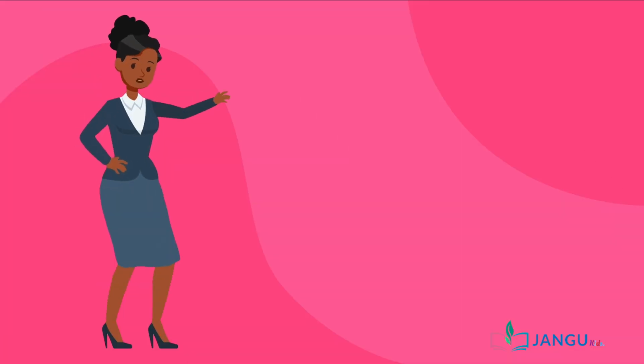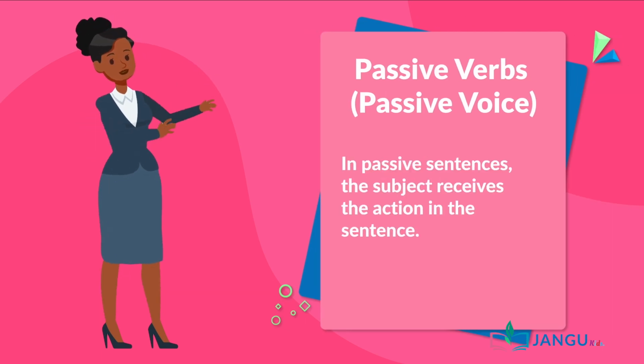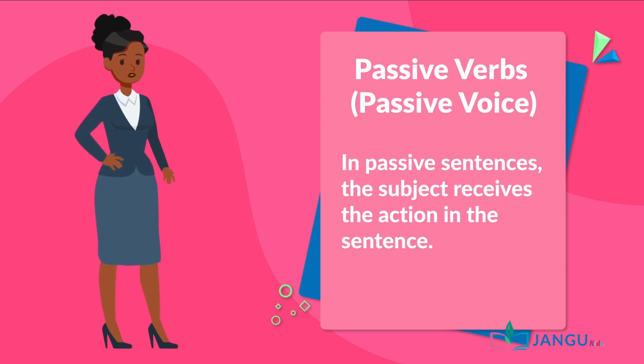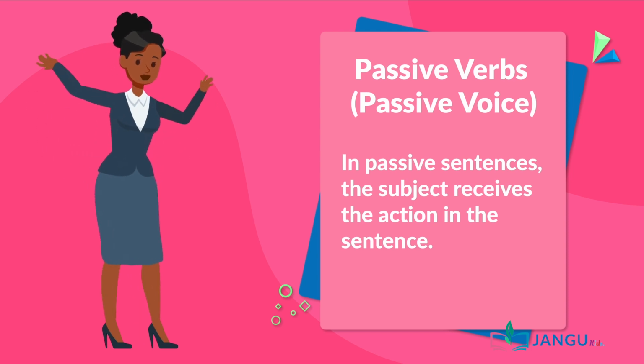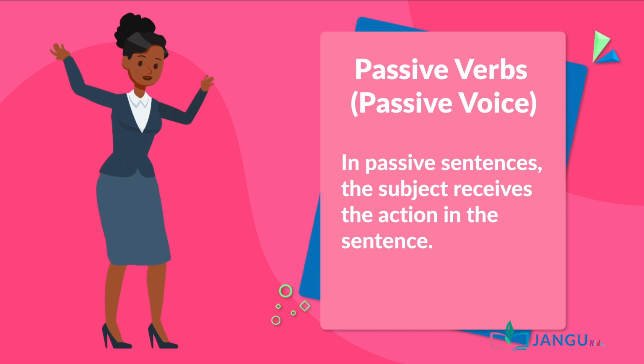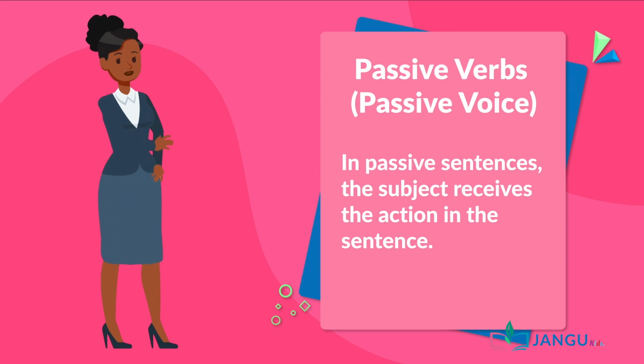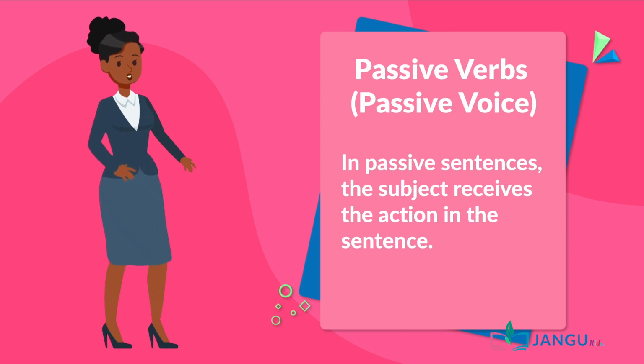Alright, let's move on to the passive voice. In passive sentences, the subject receives the action in the sentence. The passive voice is used if you don't know who or what is performing the action, or if you don't want to mention who or what is performing the action. This type of voice is often used in formal sentences.